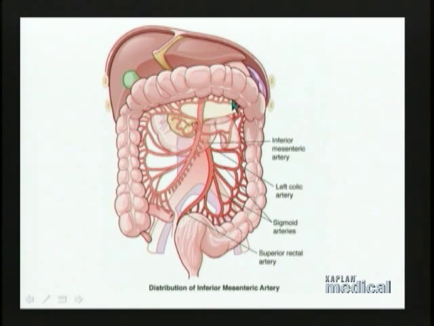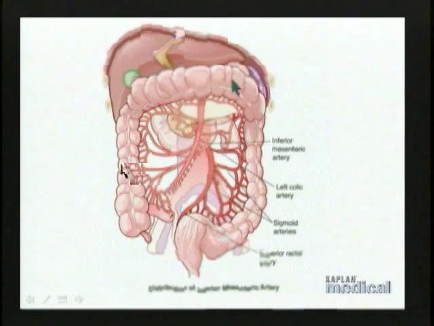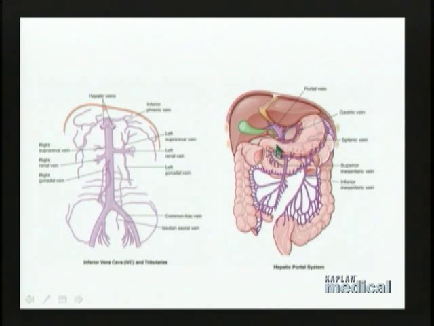So you cannot rely upon those collaterals in the event you had an occlusion of, let's say, the inferior mesenteric or the left colic, because those collaterals typically are not sufficient to take over the blood supply. Now let's turn to the venous system. Some organs in the abdomen are drained by the caval system and some organs are drained by the portal system.